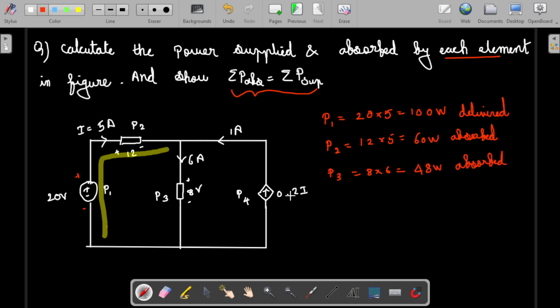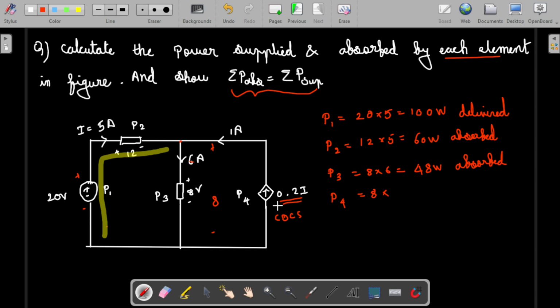Here, if you see, there is a dependent element. It is a current dependent current source, CDCS. These things were already informed in the previous lecture, so please watch that one. To calculate P4, what will be the voltage across this? From here to here it is 8. Parallel voltages are the same, so it will also be equal to 8. These are things we see even in 10th and 12th standard: voltage will be the same in parallel and current will be the same in series. P1 and P2 are in series, so the current flow is the same. P3 and P4 are in parallel, so the voltage across them is the same.